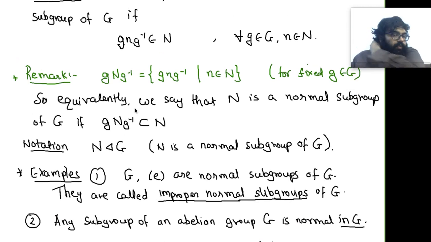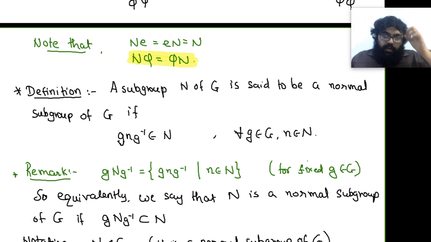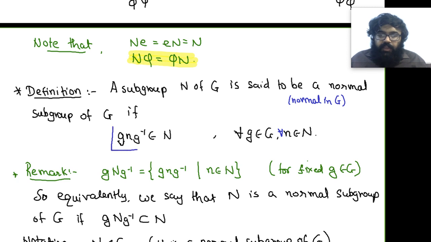Yes, so let us recall the definition again. You can go back in this video and recall, but let me recall before proceeding further. A subgroup N of G is said to be a normal subgroup of G, or normal in G, if g n g inverse belongs to N, for every g in G and for every n in N. So this is the condition.